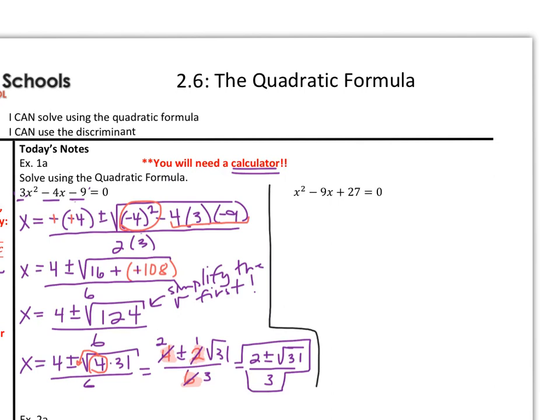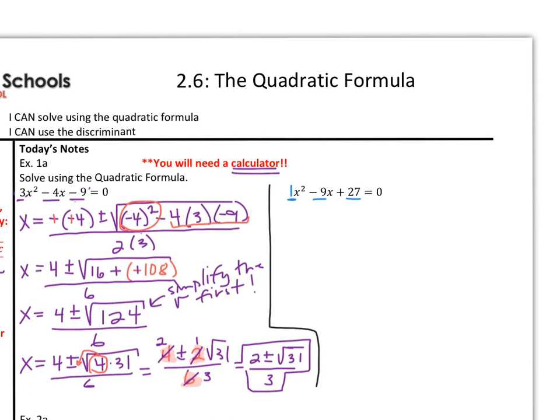x squared minus 9x plus 27. If we try to factor, 27 only breaks down into 1 times 27 and 3 times 9. Well, neither of those would work to get negative 9 in the middle, so we're stuck once again with the quadratic formula. And again, we're just trying to solve for x. So thinking about our a value, technically that's 1, b is negative 9, and c is a positive 27.